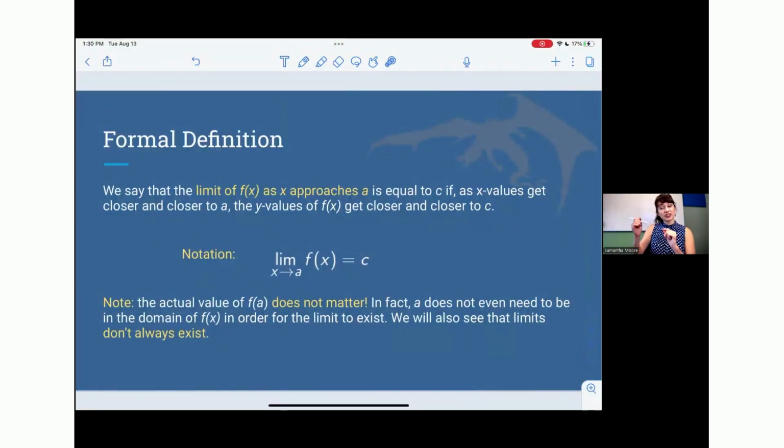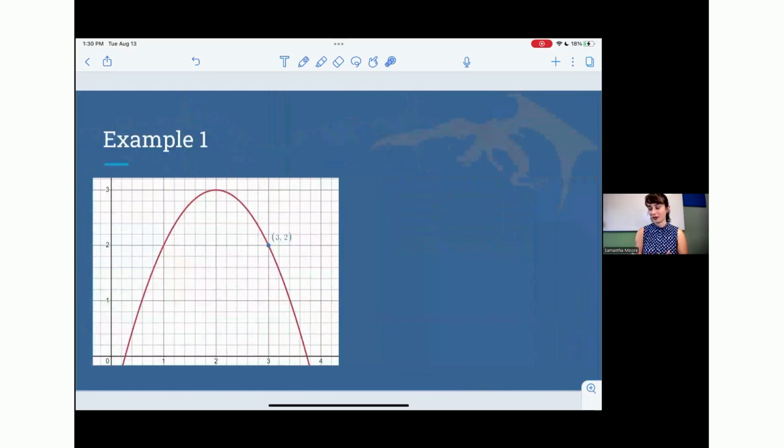Again, this is for x values close to a, not x equal to a. What that means is we only care about the stuff that's happening around a, not actually at a. So the actual value of our function at a does not matter at all. We don't even need it to be defined there. That's going to be the big difference between how we normally think about functions versus thinking about them through limits. Okay, so for a very basic example, this is going to be a place where what's happening around a matches what's happening at a.